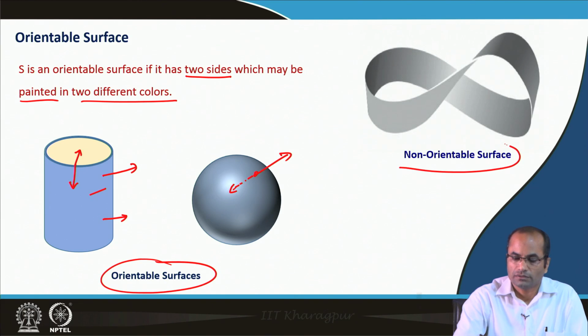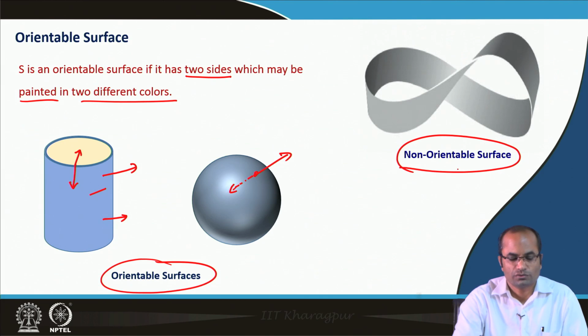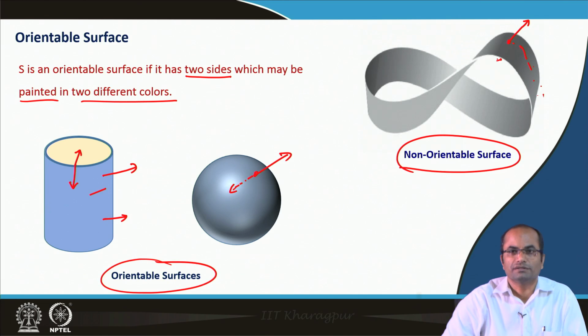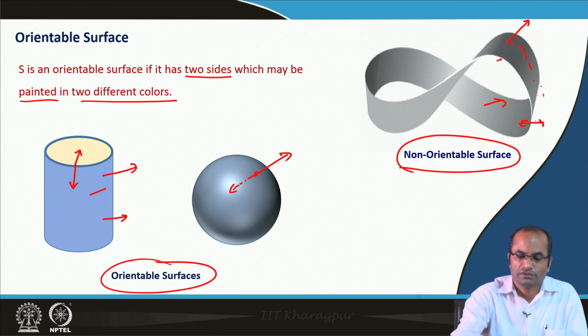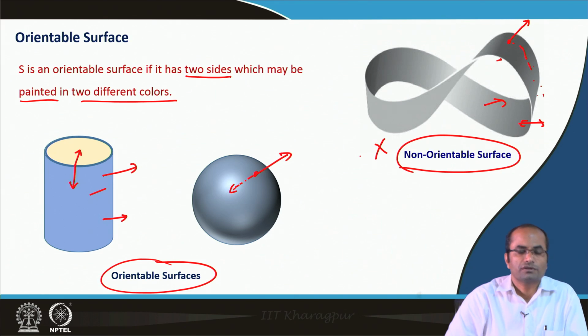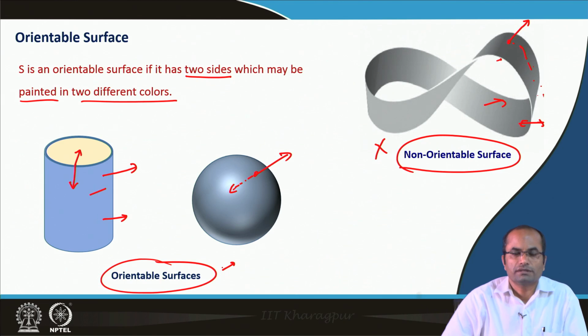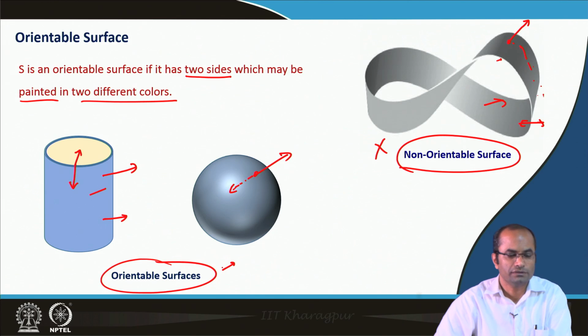But if you consider the Mobius strip, the situation is not the same. If I pick this point, there is a normal at this point, but if I go along the strip and come back, I will be on the other side of the strip. So basically this geometry cannot be painted with two different colors, meaning we do not have two distinguishable surfaces for such a geometry. We will not consider such surfaces for the surface integrals we are going to cover today. Always we will have two distinguishable faces of a given surface.